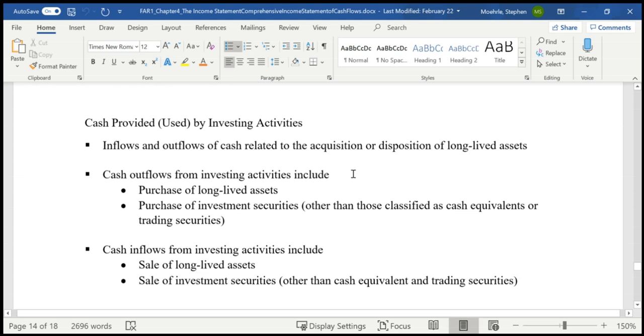Cash provided or used by investing activities is the second section of the statement of cash flows. It provides information about the inflows and outflows of cash related to the acquisition or disposition of long-lived assets. Cash outflows from investing activities include the purchase of long-lived assets, such as property or a factory or equipment, and purchases of investment securities, other than any investment securities classified as cash equivalents or trading securities. You'll learn more about that in an upcoming course.